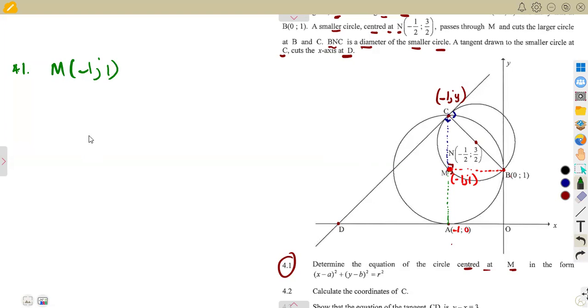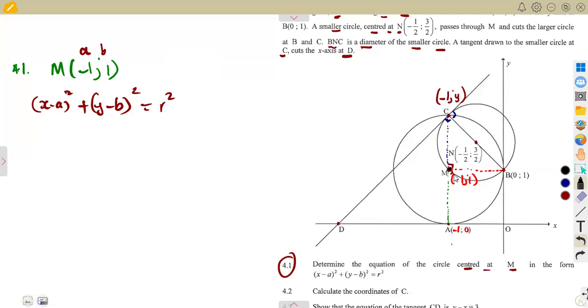So this is the center. We are given the format that we are supposed to have, in the form of (x minus a) squared plus (y minus b) squared is equal to r squared, where a and b is the center. So the center is there. Now we need the radius. How do you calculate the radius? The radius is simply the distance from M to A, or from M to B, or from M to C.